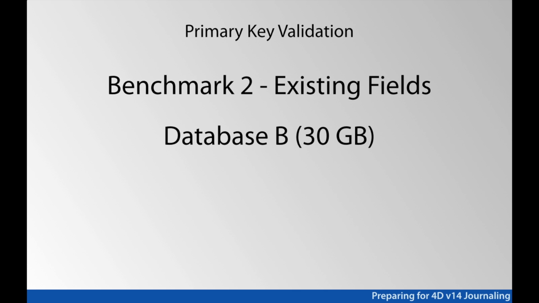What about database B, the larger one, the 30 gigabyte one? That took about 15 minutes versus 1 hour and 20 when I asked 4D to automatically create the data. When all I asked 4D to do was validate the existing data, it was much, much, much faster. That's good. That's great. So what we know is if we choose existing fields, we have a shorter validation. That's good. We want to know that. Why wouldn't you just do that always?